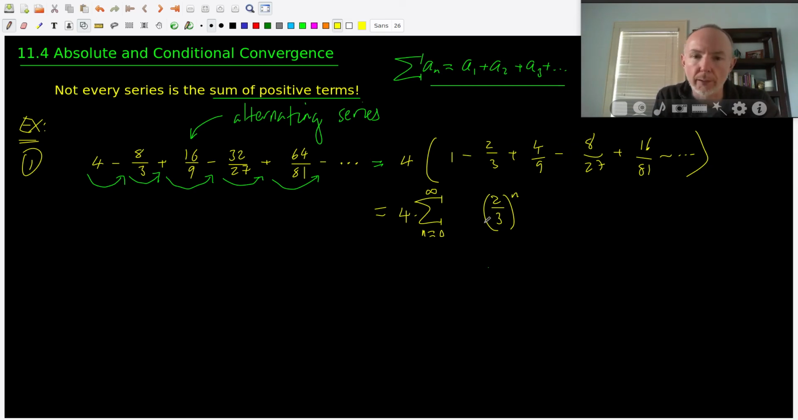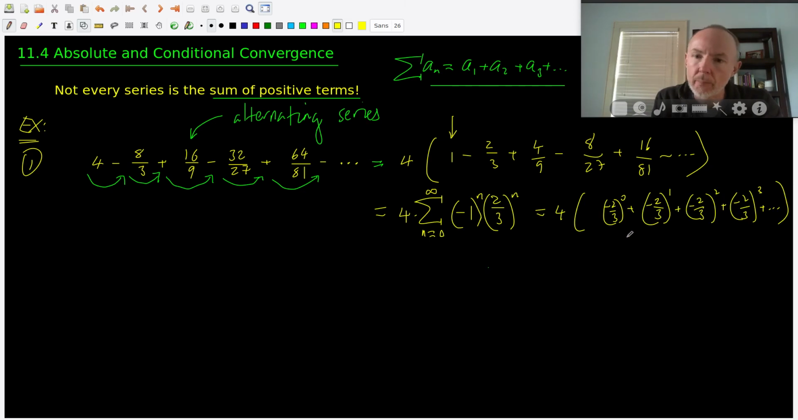I've got the 4 out the front, and there are the powers of 2/3, and the first power is the 0th power, so we get 1. The next power gives us 2/3, and so on. But we've got this alternating sign, so I'm going to put a -1 out the front and raise it to the power of n. And then just check and see if that works. If I raise it to the power of n, when n is equal to 0, you get -1 to the power of 0, which is positive. And then you get -1 to the power of 1, which is negative. And then you get -1 to the power of 2 here. And so I could write this out. And if you check that, it lines up with what we've got here, right?